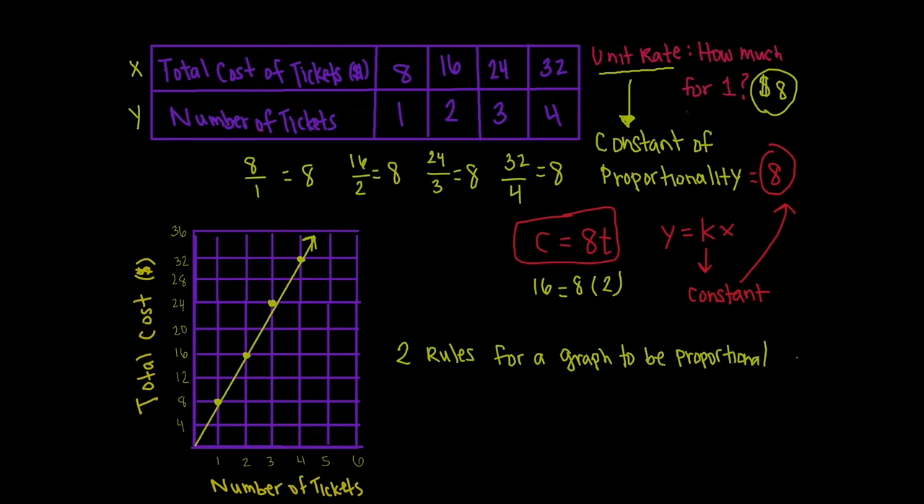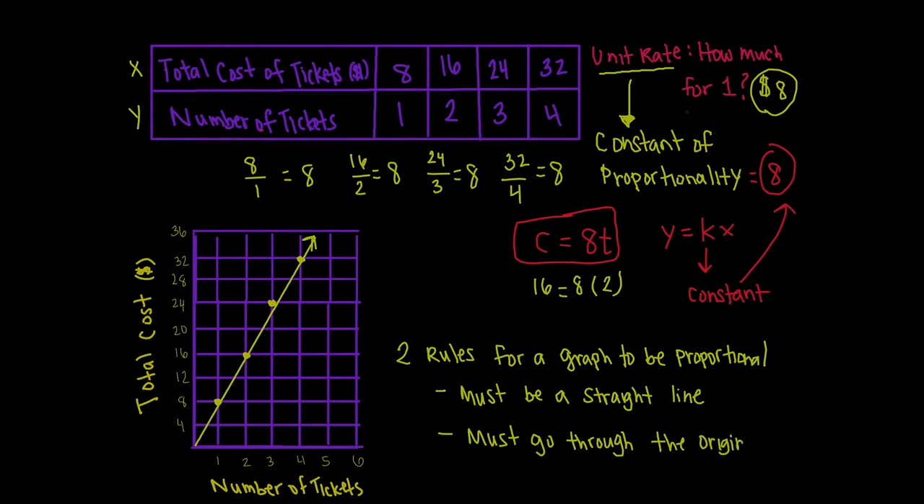There are 2 rules for a graph to be proportional. The first rule is that it has to be in a straight line. And the second rule is it must go through the origin, which is the point (0, 0). In this case, our graph goes through the origin and it is in a straight line, so I know that this graph is a proportional relationship. Okay, let's take a look at another example.